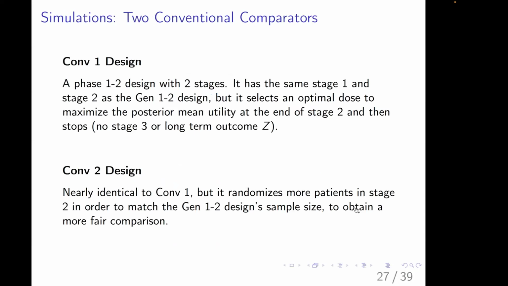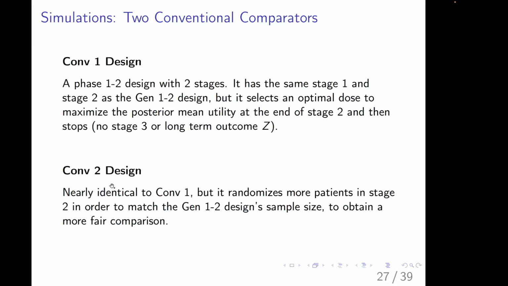So that's that. We simulated this a lot. Here are 2 conventional comparators. The first conventional design says, let's just do a phase 1-2 trial with 2 stages. That should be good. It has the same stage 1 and stage 2 of the Gen 1-2 design, but then it's done. It says, here's an optimal dose, and it goes home. There's no stage 3, so that's the vanilla phase 1-2 design.